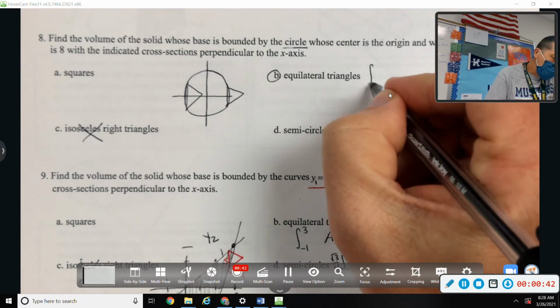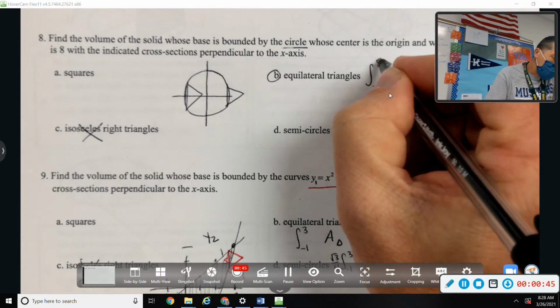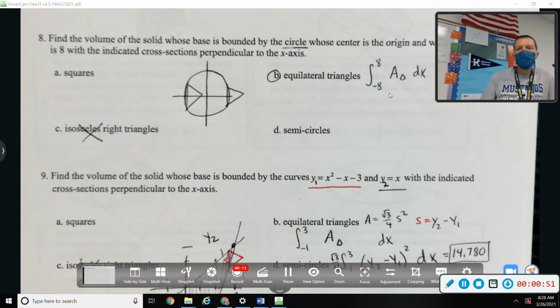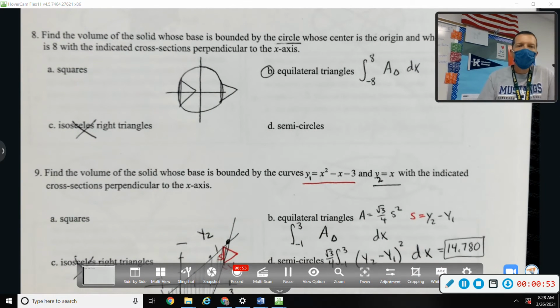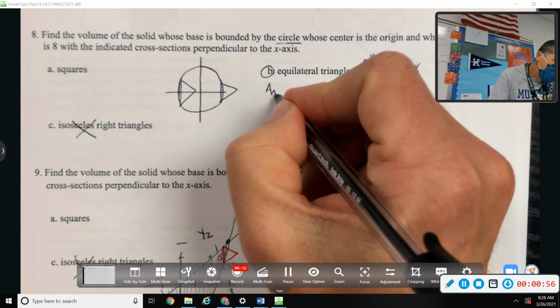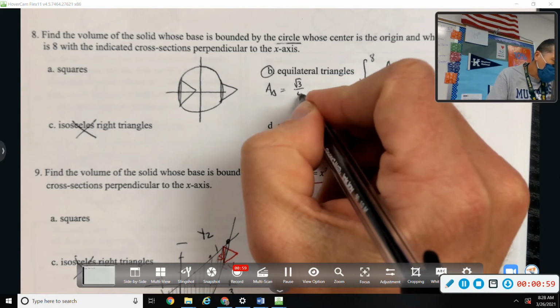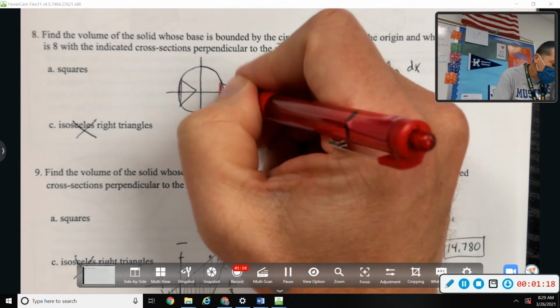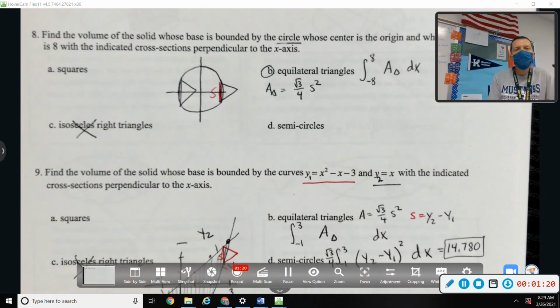So we want to add up from negative 8 to 8 all of the equilateral triangles, slicing dx. The area of an equilateral triangle is root 3 over 4 times s squared. Remember, we went through the process of figuring that out yesterday, and then we decided we would just memorize that rather than have to think through all the 30, 60, 90, and all that stuff. So root 3 over 4 times s squared, where s is the side length of the triangle.